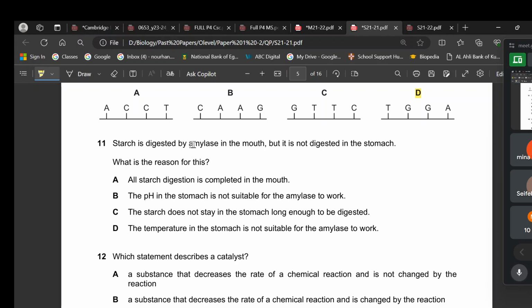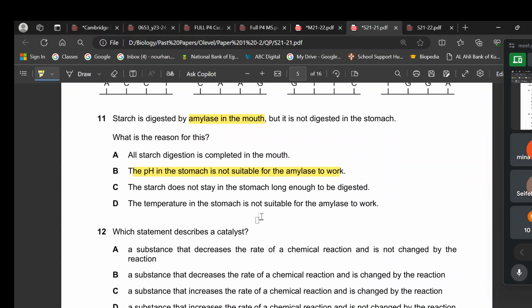Starch is digested by amylase in the mouth, but it is not digested in the stomach. Why is the starch not digested in the stomach? Is all starch digestion completed in the mouth? No, it's not completed in the mouth. It continues its digestion in the small intestine. The pH in the stomach is not suitable for the amylase to work. Yes, the pH in the stomach is 2. It is not suitable. It will denature the amylase enzyme.